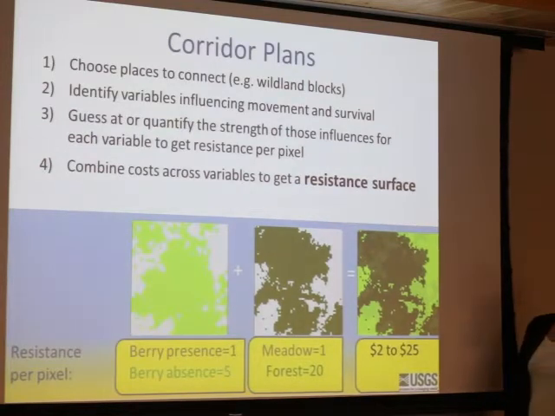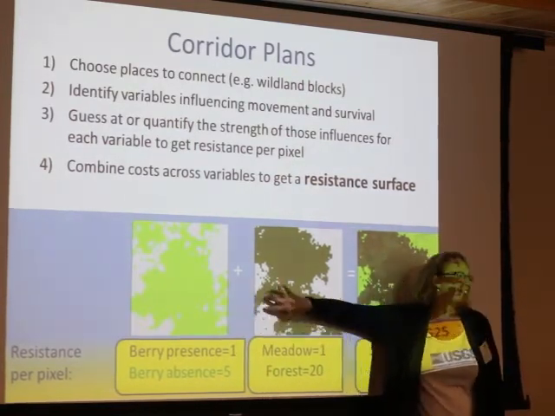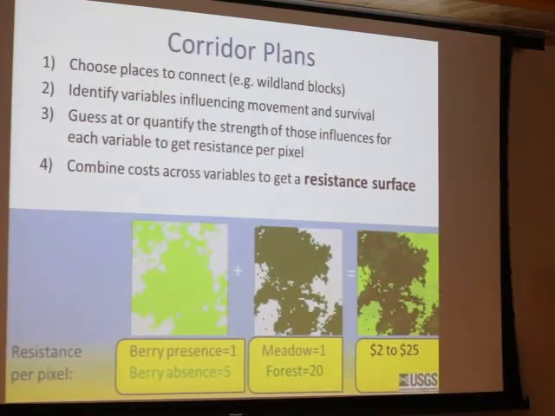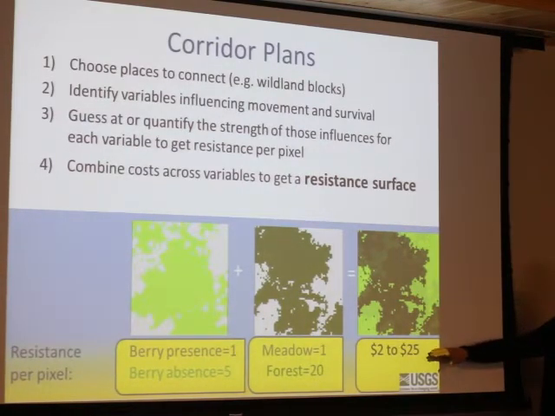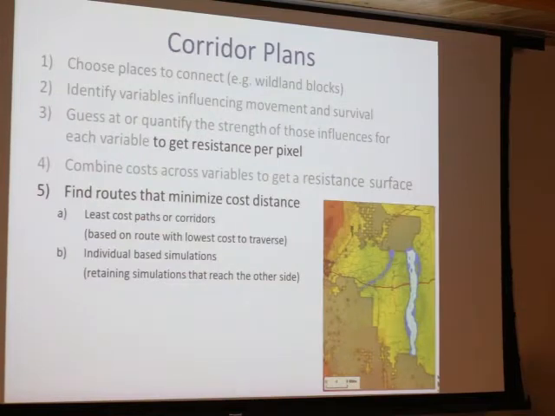And then basically you have to figure out, it's easier to think about these one at a time, and then you have to combine them somehow. You can think about these as costs. That's the simple way to think about it. But depending on what sort of data you're using, this cost might reflect movement. If you think about telemetry data, you might be defining cost based on movement. If you're thinking about genetic data, it might be something more like your ability to survive and disperse. And then finally, you figure out what routes between a couple of wildland blocks actually minimize the cost distance. And that's how you prioritize what lands you might want to conserve between populations.